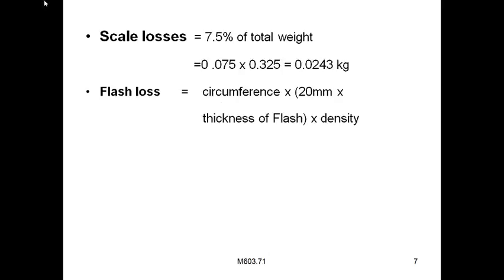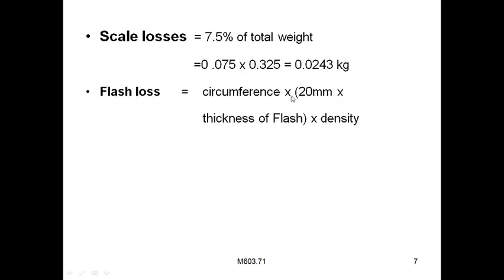Now you come back to the scale losses. In this case it is 7.5% of the total weight. Even if it is not given, you can take 7%. That is also correct. There is not much difference between 7% and 7.5%. If you are producing more than 100 products, it doesn't matter, it can be 7 or 7.5% of the total weight.